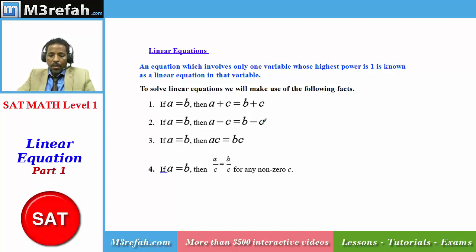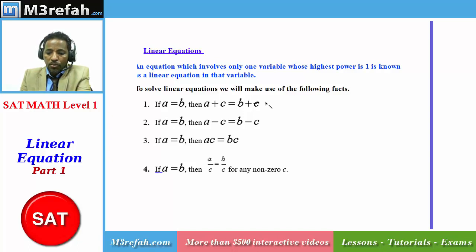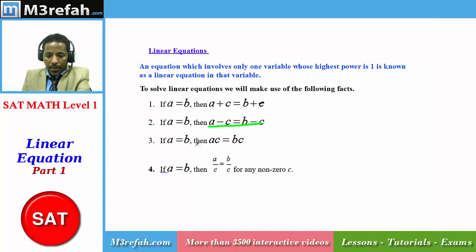The first one is, if A is equal to B, then A plus C equals B plus C, which means you can add the same amount of values on both sides of the equation. Similarly, if A is equal to B, then subtracting the same amount of values from both sides will result in an equivalent equation. So A minus C is equal to B minus C.